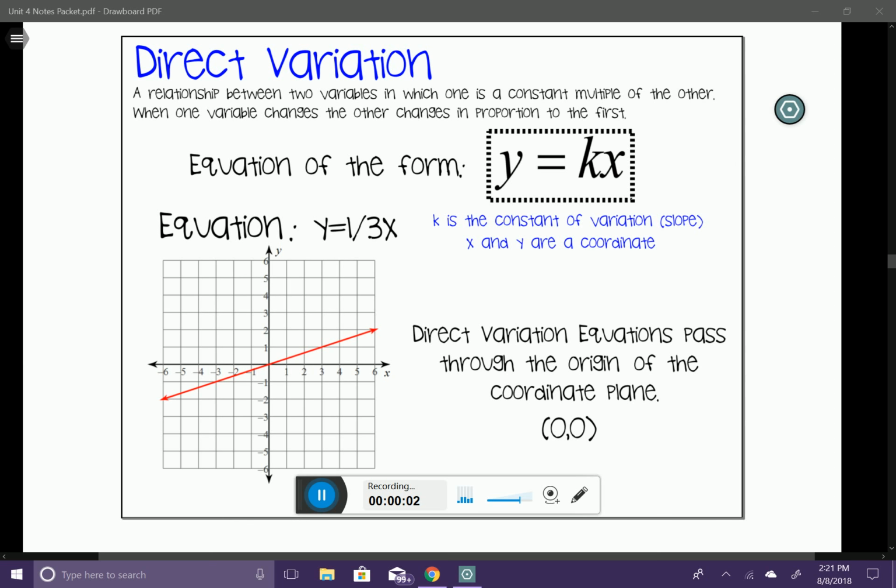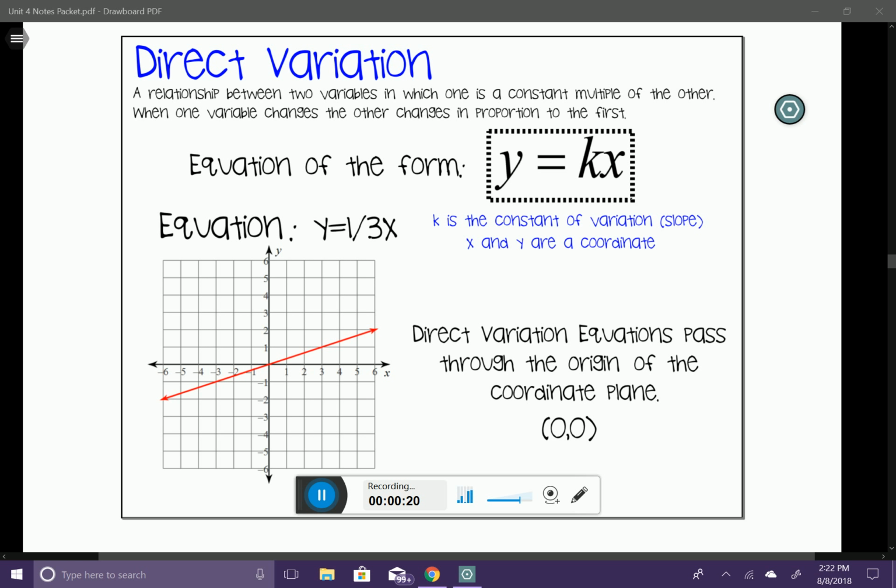In this lesson, we're going to talk about direct variation. Direct variation is a relationship between two variables in which one is a constant multiple of the other. When one variable changes, the other changes in proportion to the first. Here you can see the formula for a direct variation, y equals kx.